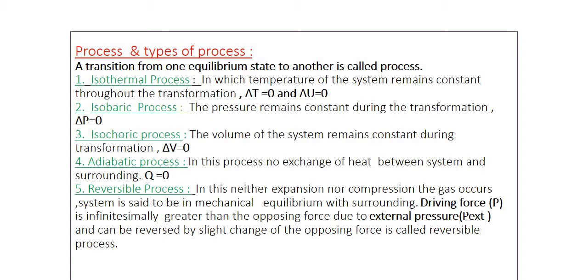Second, isobaric process. The pressure remains constant during the transformation, that is delta P is equal to 0. It is known as isobaric process. Third, isochoric process. The volume of the system remains constant during transformation, that is delta V is equal to 0. Isochoric process. Fourth, adiabatic process. In this process, no exchange of heat between system and surroundings, known as adiabatic process. So heat is equal to 0, that is Q is equal to 0.